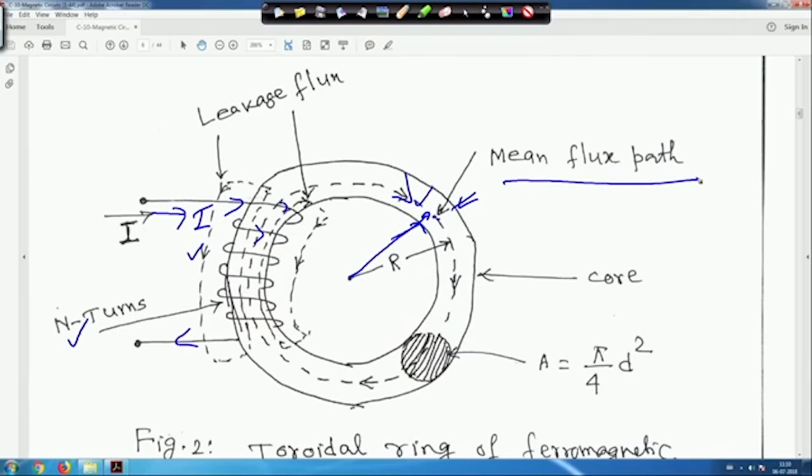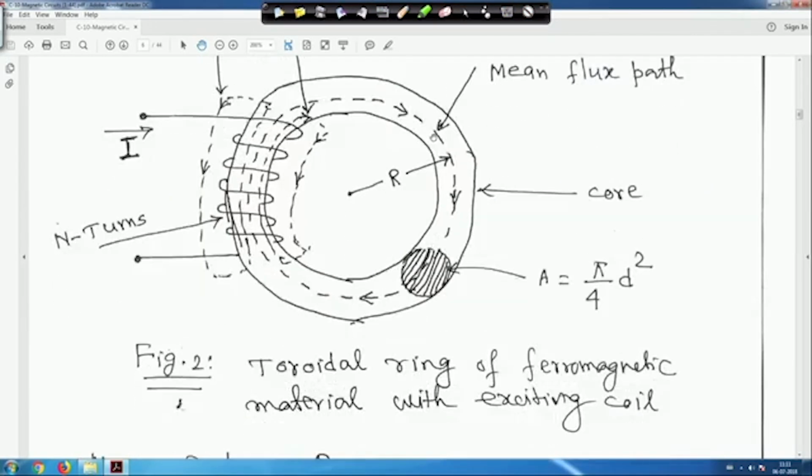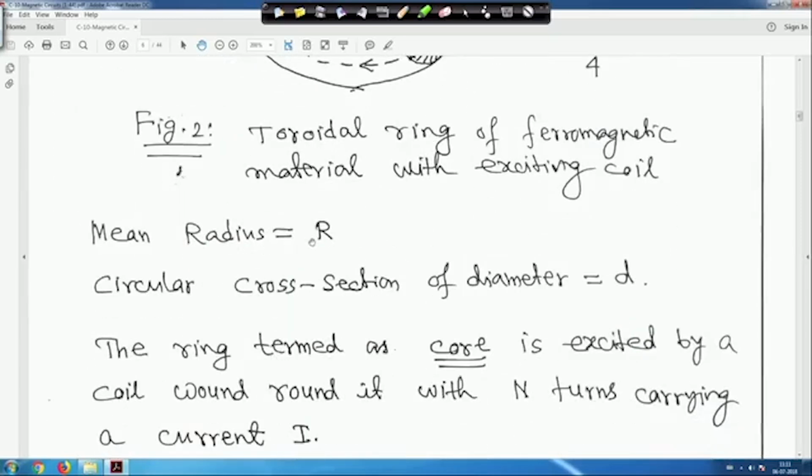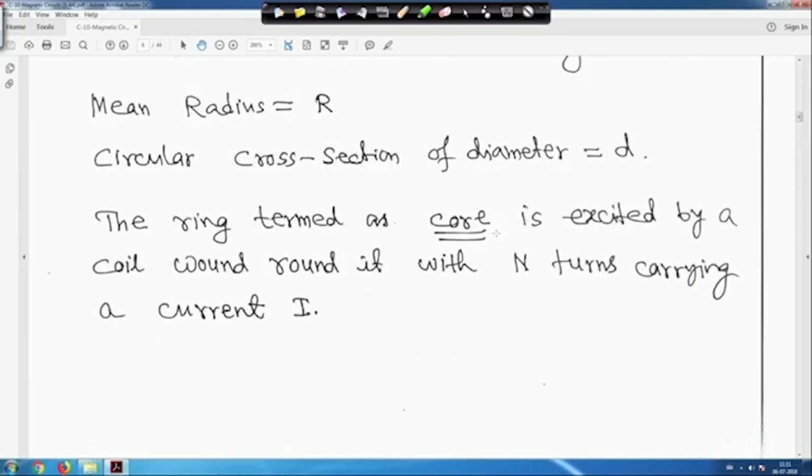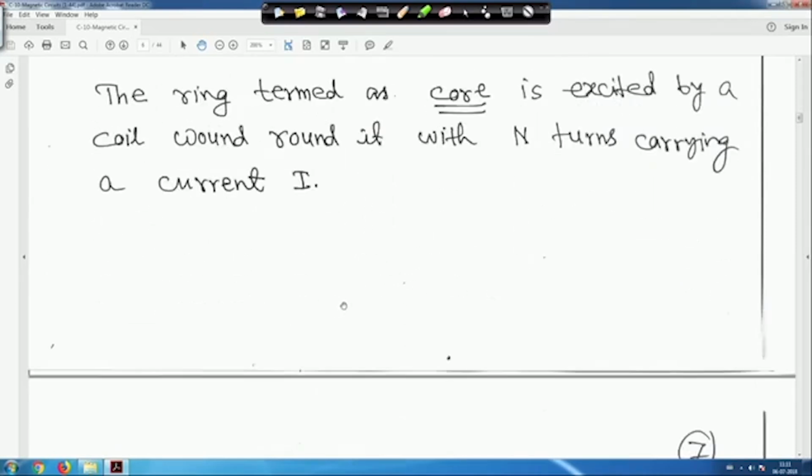Later we will show you the direction of the flux line, and the analogy of DC circuit voltage, current, resistance to the magnetic circuit, what those quantities are analogous to, right. So this is the mean radius, the circular cross section has diameter d. In this case the ring, termed as the core, is excited by a coil on it with N turns carrying a current I, as I told you, right.